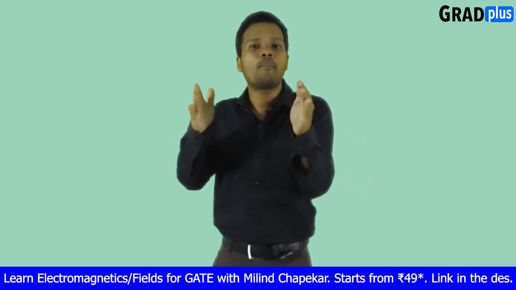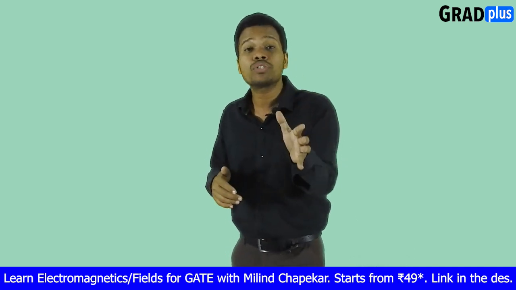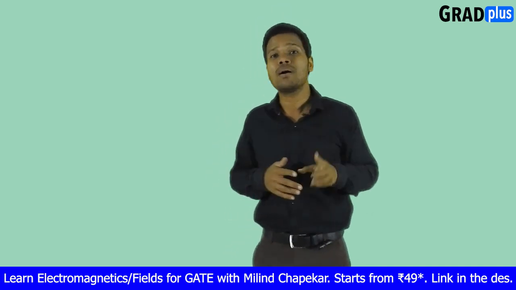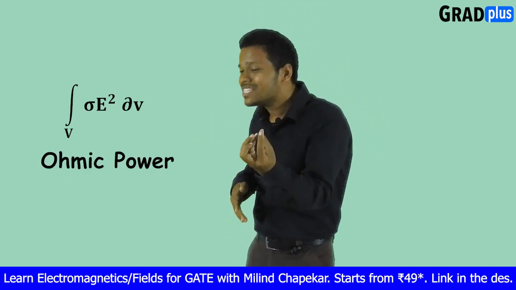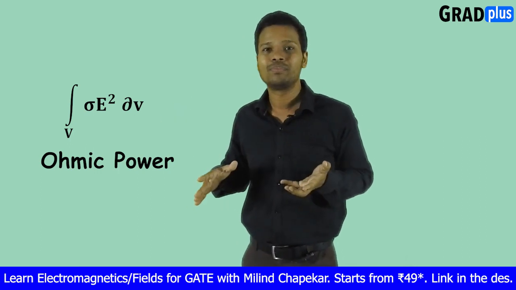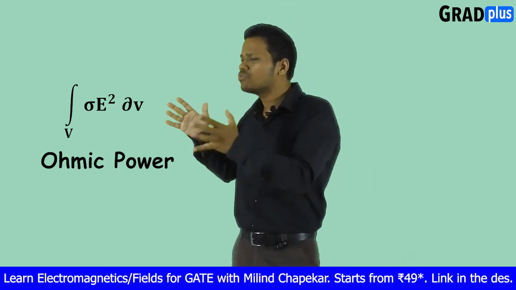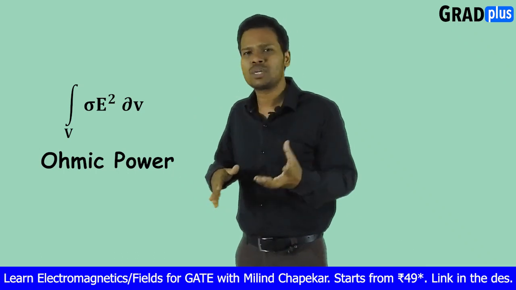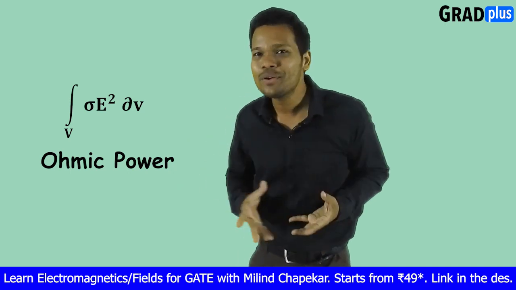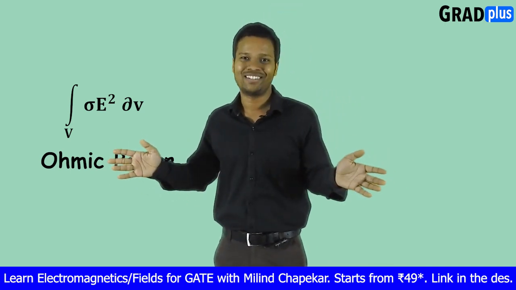Poynting theorem or Poynting vector is one of the important topics while you study your EM wave propagation. And while you study Poynting theorem, you must have come across this term. We call this the Ohmic power dissipated in the volume. Many students get confused with this term, and many have asked me why it is called Ohmic power. So in this video, let's throw away your confusion.